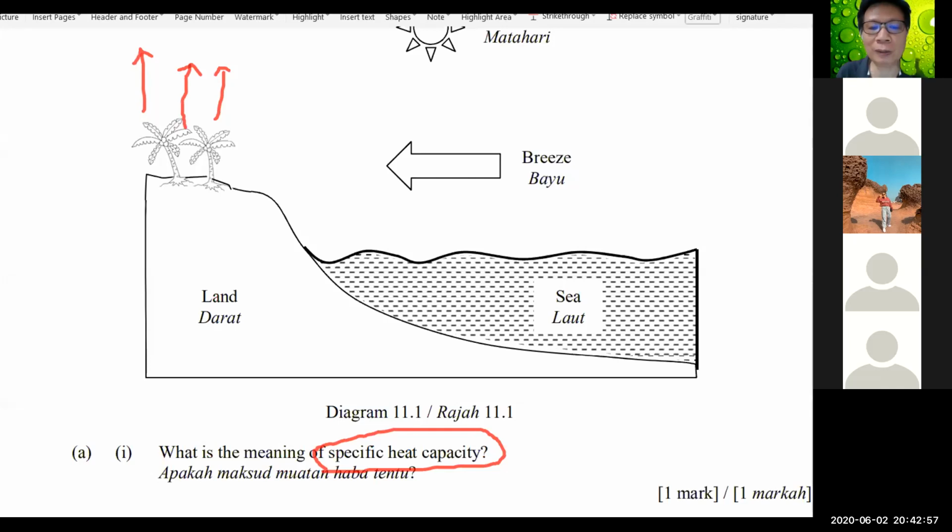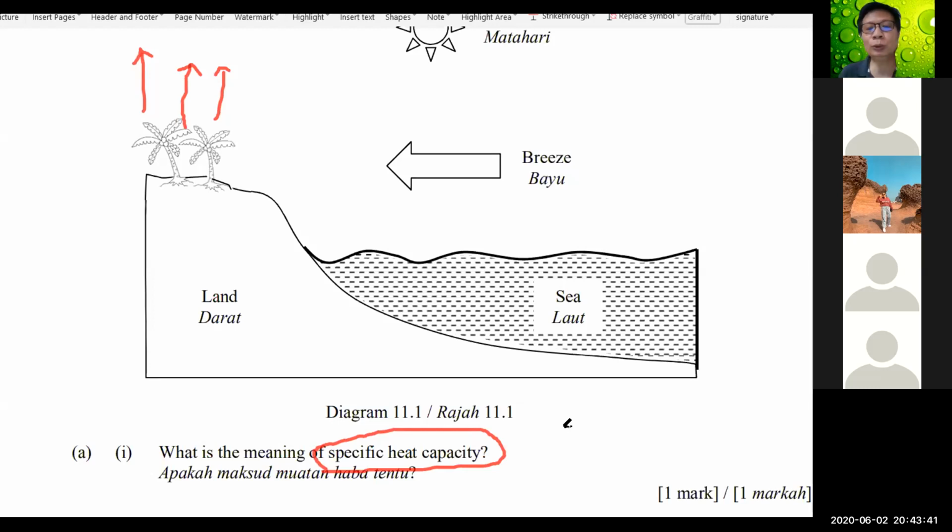Please, Yvonne, what is specific heat capacity? Amount of heat required to raise the temperature of 1 kg of substance to temperature of 1 degree Celsius. Yes, very good answer. It's an amount of heat energy required to raise the temperature of 1 kg of substance by 1 degree Celsius. So specific means 1 kg by 1 degree Celsius. So amount of heat energy required to raise the temperature of 1 kg of substance by 1 degree Celsius.